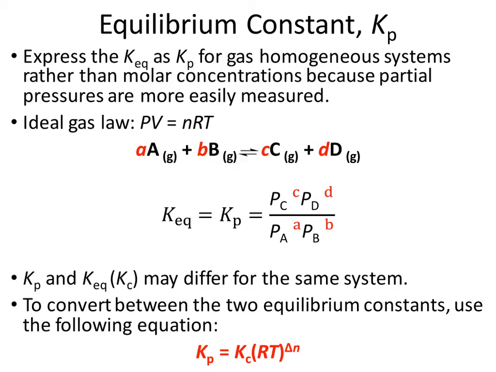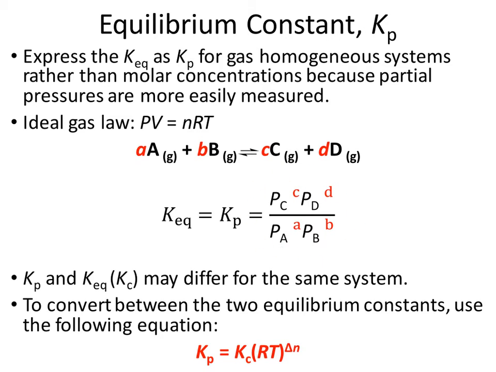Now we can use this equation over here to do that. So we can look at our relationship between Kp and Kc. Again, R is our gas constant, T is our temperature, and delta n is the sum of the coefficients of our gas products minus the sum of the coefficients of our gas reactants in the balanced chemical equation. So I'll say that one more time. Delta n is the sum of the coefficients of our gas products minus the sum of the coefficients of our gas reactants in our balanced chemical equation. So we can use this equation to convert from one form to another.